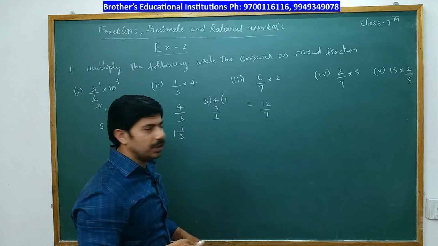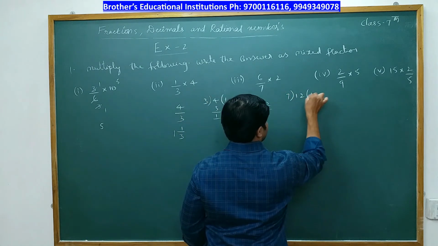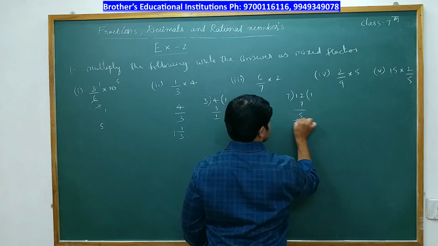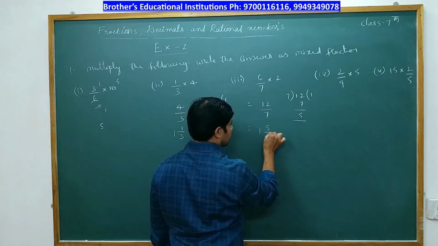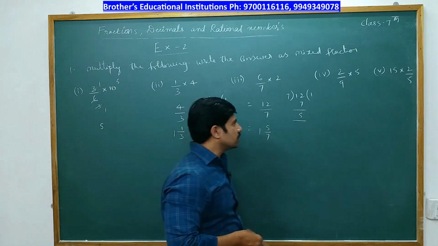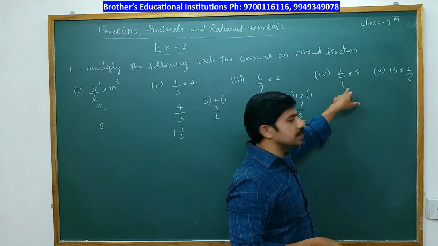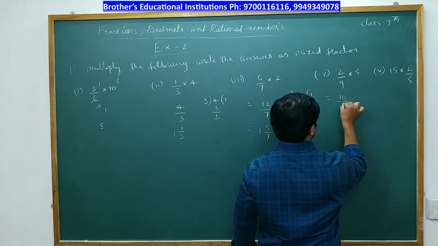Now we need to divide this. 7 1s are 7, remainder is 5. So the answer is 1 5 by 7. Okay, this is over. Now we'll go to the next. So in this case also we can't cancel these terms. So just multiply. So we get 10 by 9.